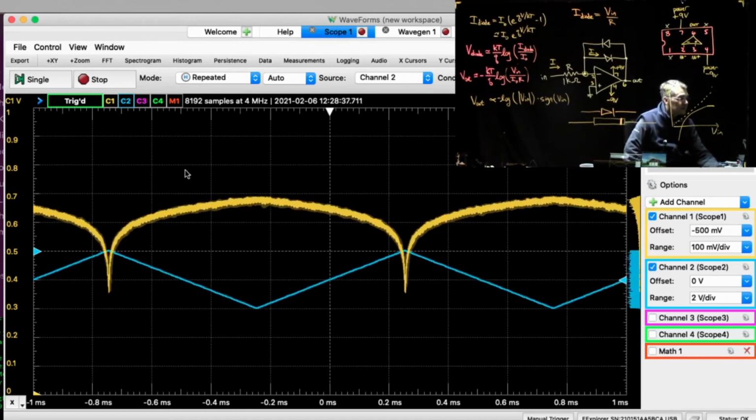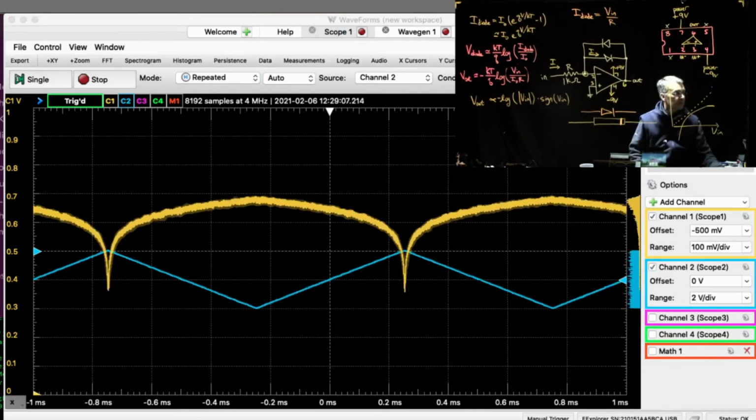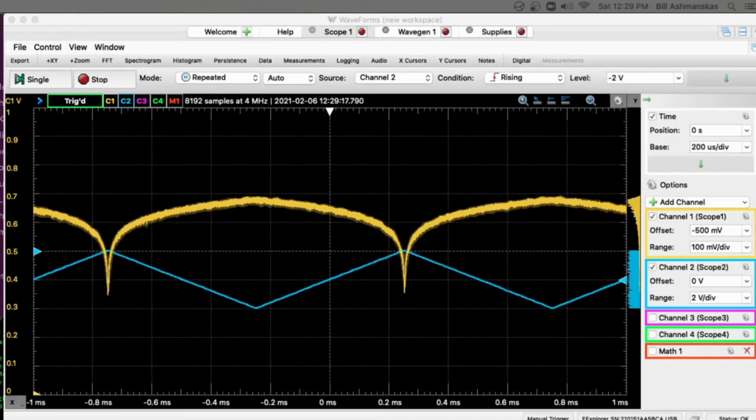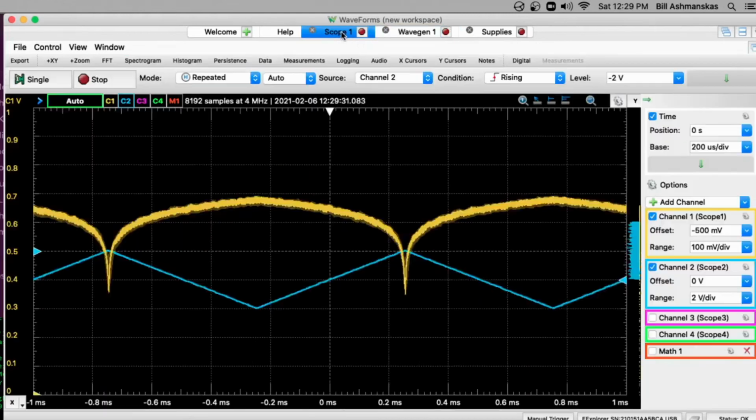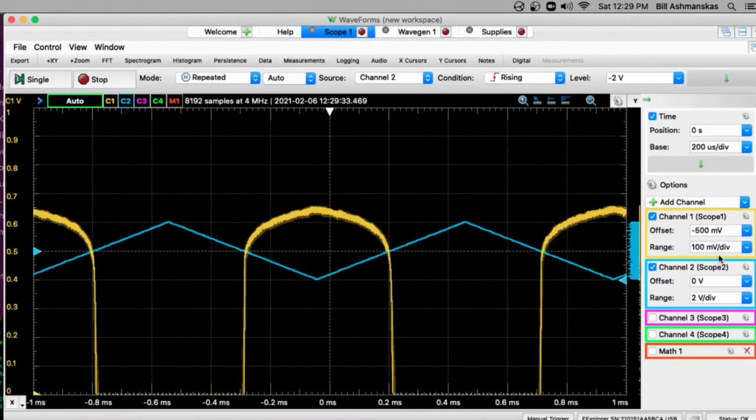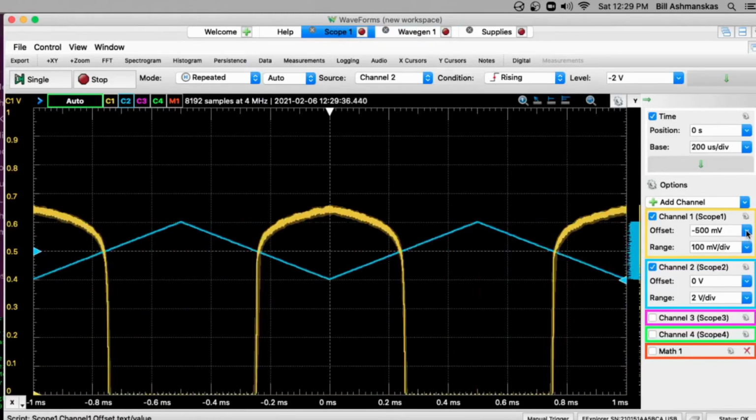Now, I think the next thing we want to look at is what happens if we shift the input signal a little bit. Let me just look at my notes on that. Okay, let's try removing the DC offset in the waveform generator here. So let me get myself out of the way, and we'll go over to wave gen, and we can remove this offset, and then we'll go back over to the scope. Oh, and I think we want to remove the offset on the scope channel.